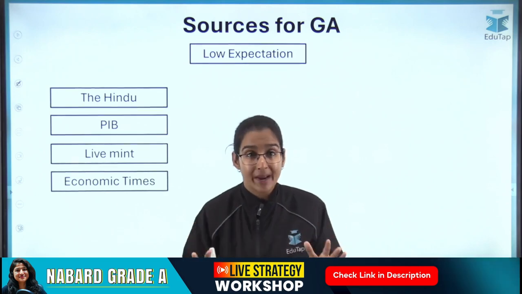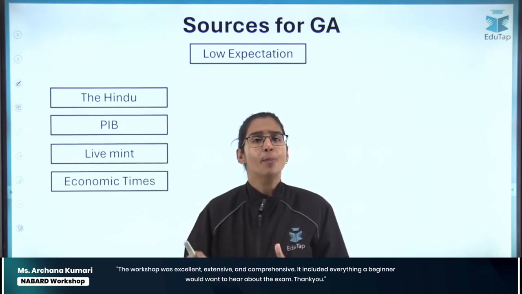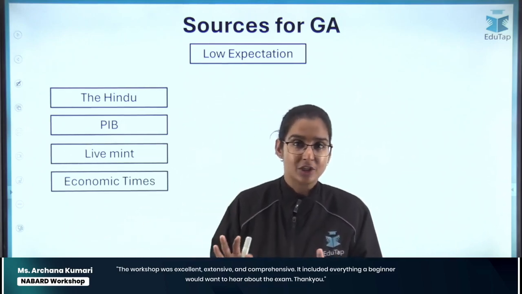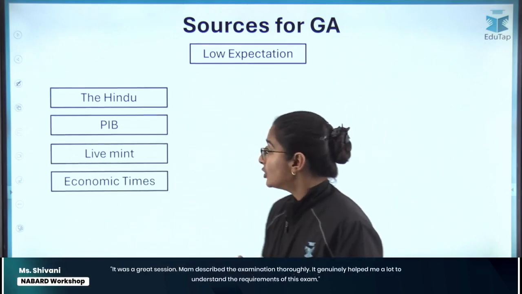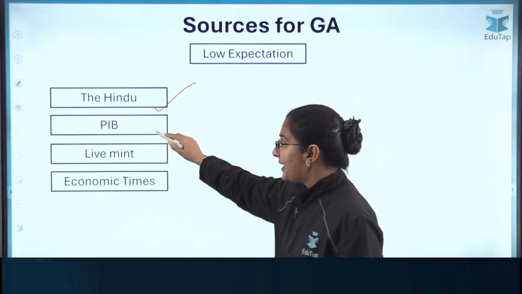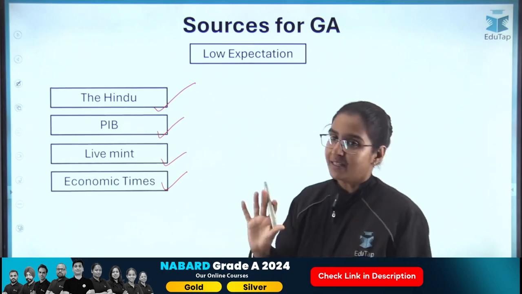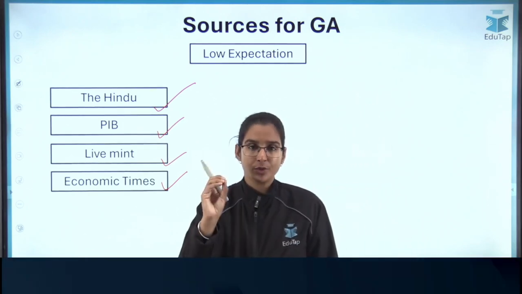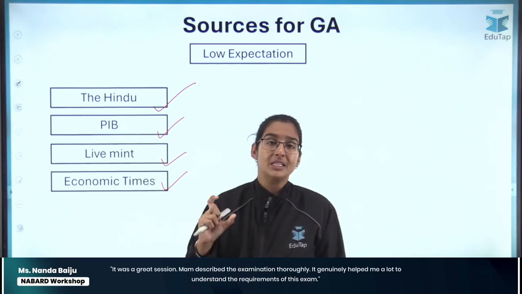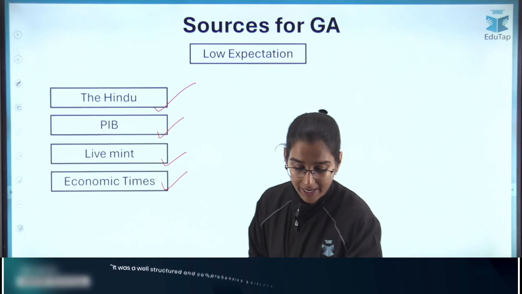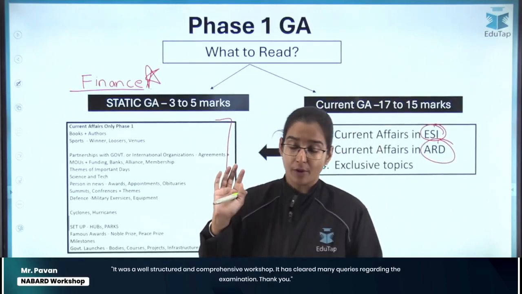I'm not telling you not to prepare this subject. Please do prepare it, but have low expectations that despite preparing really well, you might not score that well as far as the GA section is concerned. Now let me tell you the sources from which you have to cover the GA. The sources include The Hindu newspaper, PIB, which is a very important source, Live Mint and the Economic Times. These are some of the standard sources, the newspaper and PIB, right? If you see any scheme here, any report here, or any news from the topics which I have told you here, you have to cover those topics from these sources.